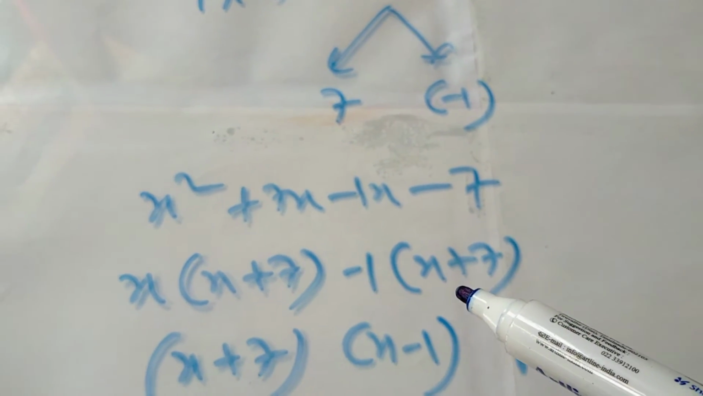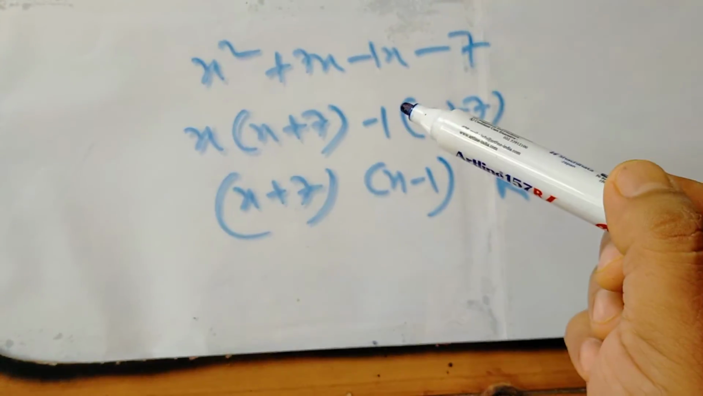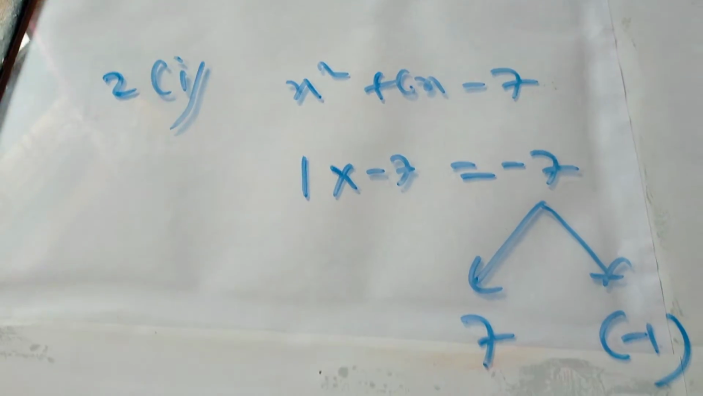Now it has 4 parts. Now you do grouping, x common, x plus 7. Here minus 1 is common, so x plus 7. So x plus 7 is overall common, x plus 7 is taken outside. So x minus 1 will remain here, and this is the final answer for this particular question. Look at once again.